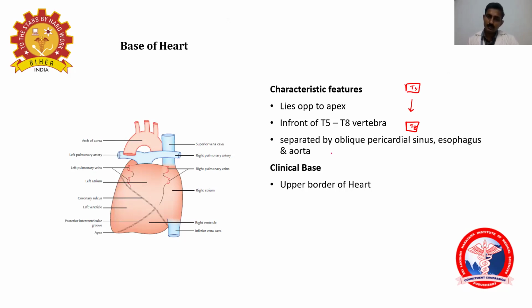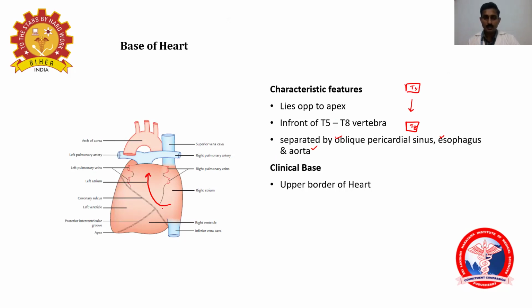And we have one sinus related to it. It's called the oblique pericardial sinus, and then some structures called the esophagus and aorta. Now here we have a sinus. What is a sinus? A sinus is an empty space with a single opening. When you learnt about the pericardium, there are two sinuses in the pericardium. What are the two sinuses? Transverse sinus and oblique sinus.